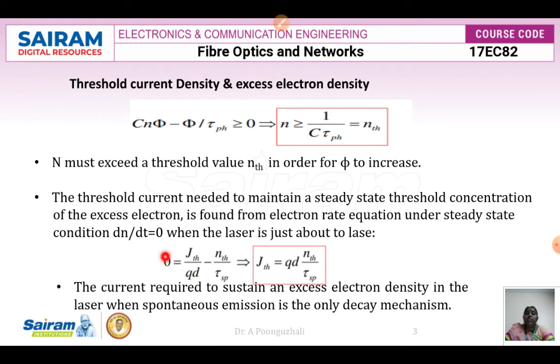So we write 0 is equivalent to Jth by Qd minus Nth by tau sp, where Jth is equivalent to Qd into Nth by tau sp. In this case Jth is nothing but the current required to sustain the excess electron density in the laser when spontaneous emission is the only decay mechanism available. So this is the threshold current that is required to have excess electron density inside the laser when spontaneous emission is the only decay mechanism.